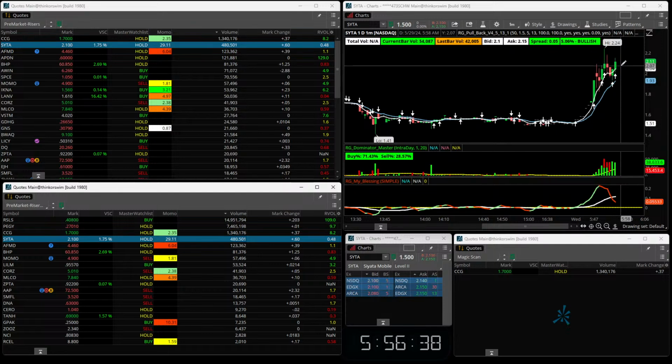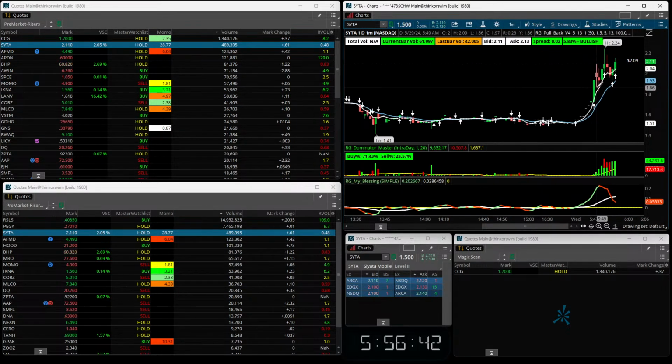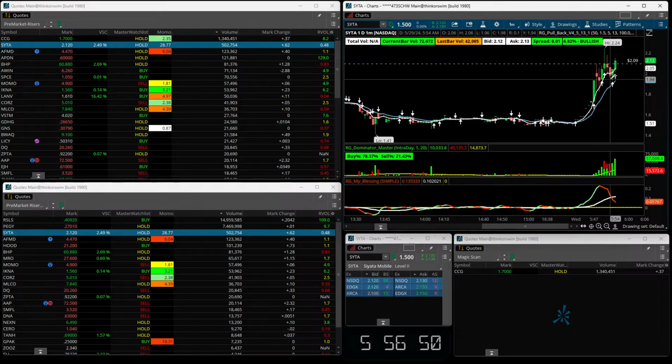I'll be marking support and resistance levels like so. This would be a resistance level. As the price rises and starts reversing, I will plot this resistance line. Once it pulls back and stops, I will mark a support level, and down here at the support level is where we plan our entry.